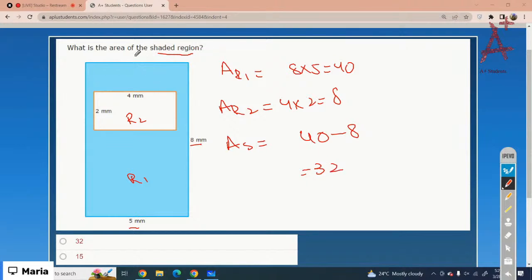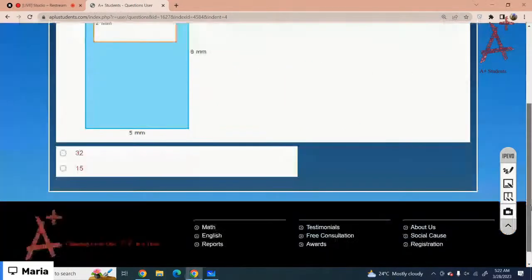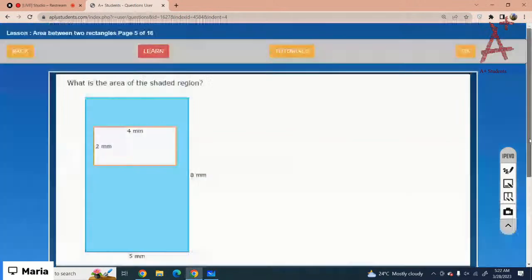Basically, the question is you need to calculate the area of the shaded region, just the blue color one. This one you need to exclude. Got it? So that would be 32. The correct option is 32. Got it, everyone? If you have any question, you can just write down the question. I will explain again.